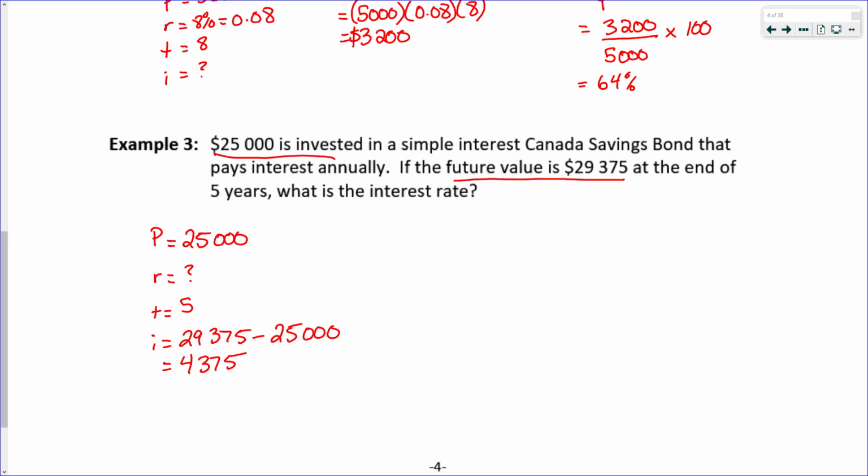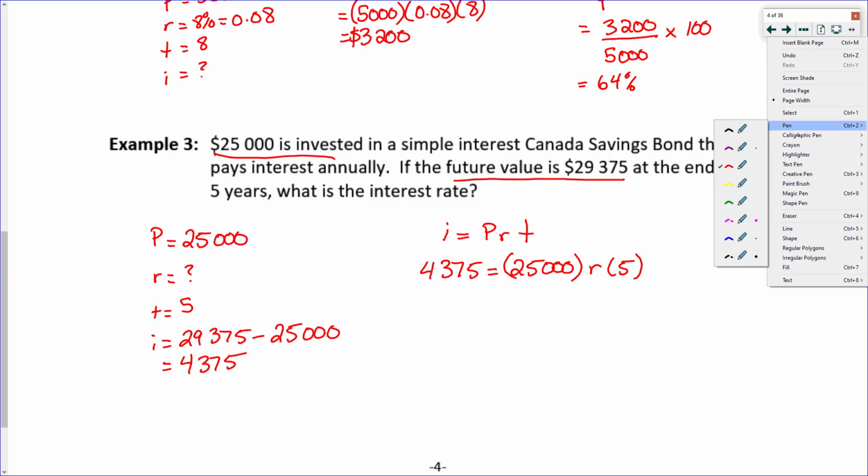Okay, now going to my formula. I is equal to PRT. So I have my interest in this case, 4,375. My principal was the 25,000. I don't know what my R is, and my T is 5. For a question like this, we're going to have to pull out our algebra skills to be able to figure this out.